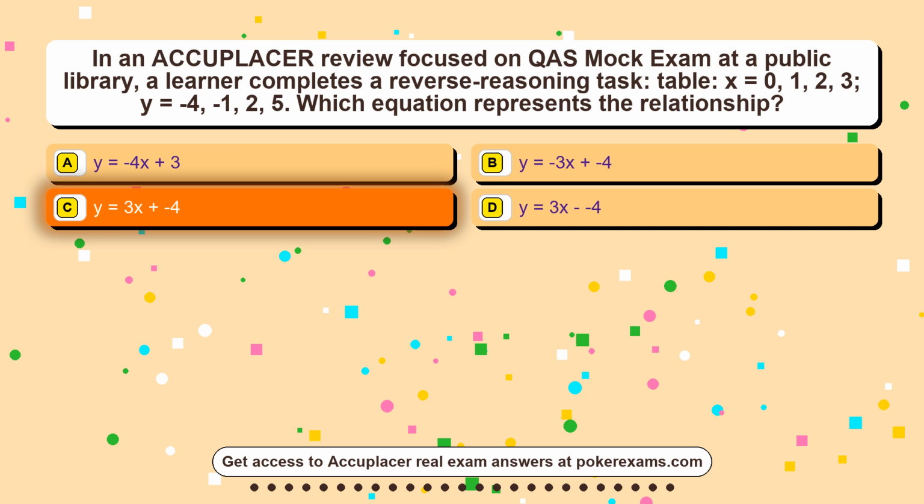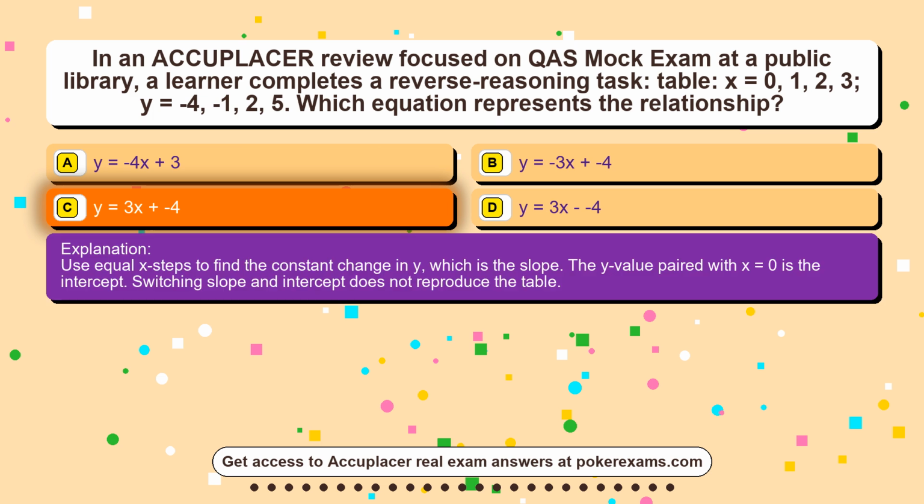The correct answer is option C, y equals 3x plus minus 4. Use equal x-steps to find the constant change in y, which is the slope. The y-value paired with x equals 0 is the intercept. Switching slope and intercept does not reproduce the table.